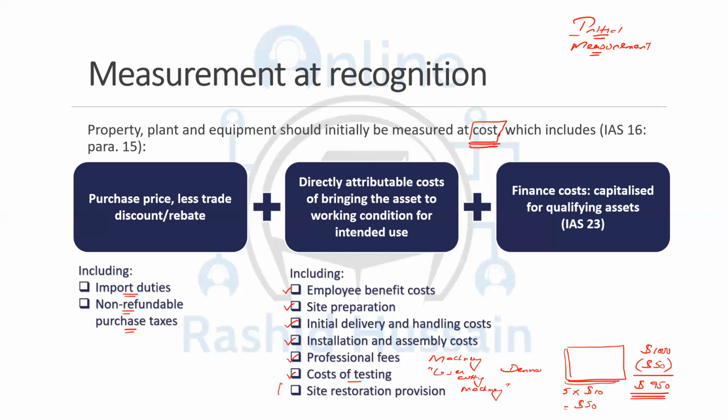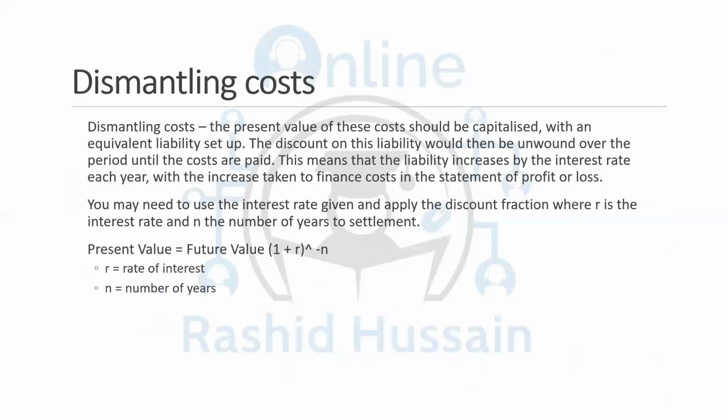And then there is one most important thing within the cost of this, which is the site restoration provision. The site restoration provision is also known as the dismantling cost. So the restoration cost is also known as the dismantling cost. This is also known as the decommissioning cost. These are the names of a single cost: restoration, dismantling, and decommissioning.